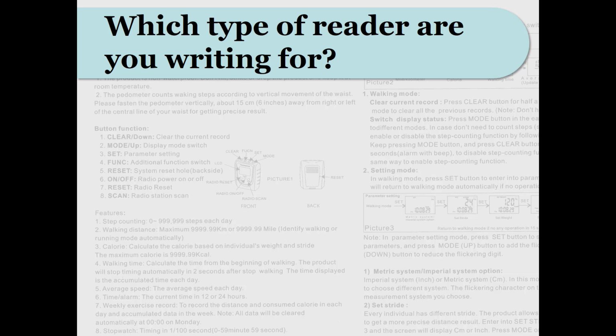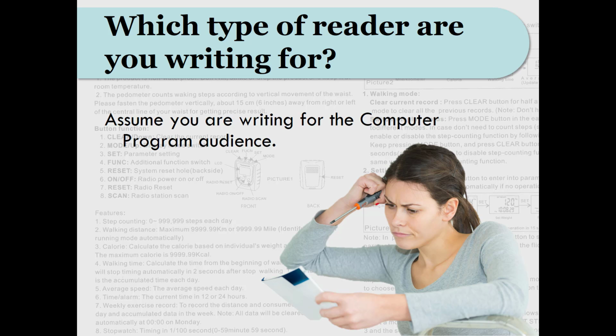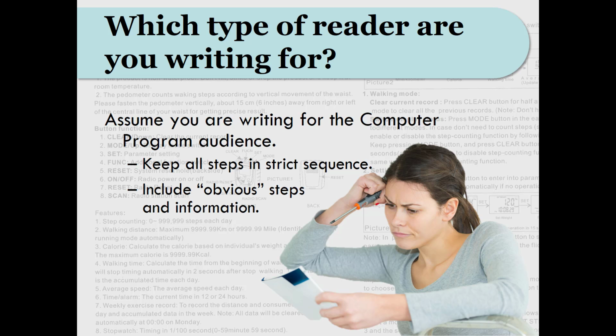So which type of audience should you assume you're writing for? I suggest very strongly, assume you're writing for the computer program audience. The reason is, if you write for them, you will succeed in writing to all the other audiences. What you need to do is make sure you keep all your steps in a strict sequence. Don't put anything out of order whatsoever, and include information especially if you think it's completely obvious.